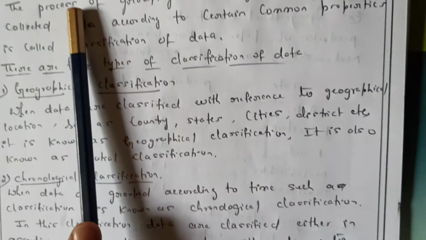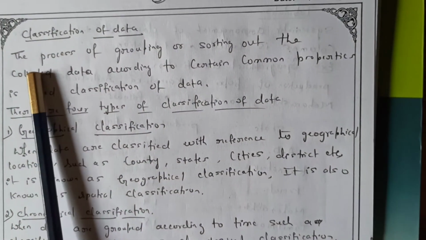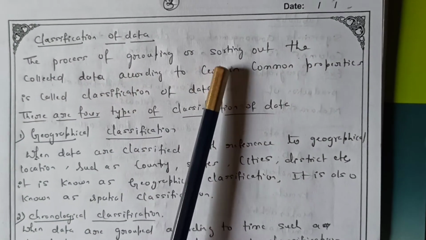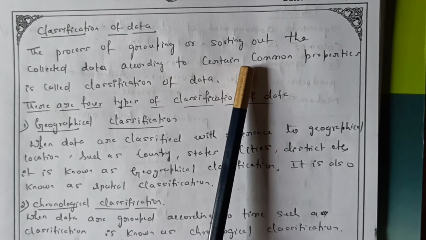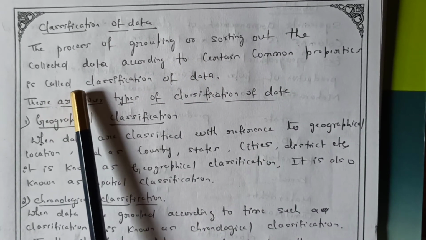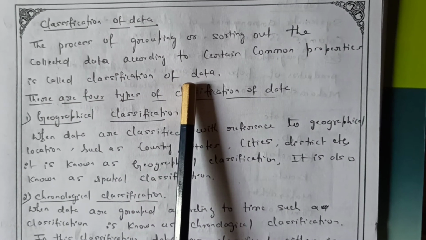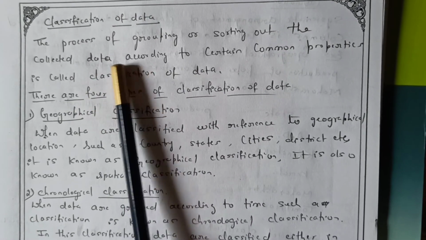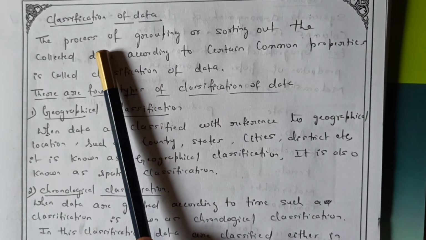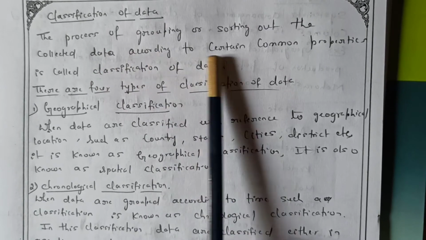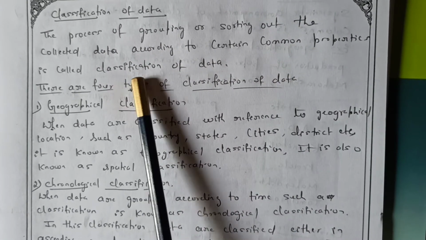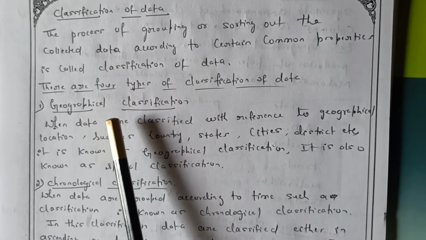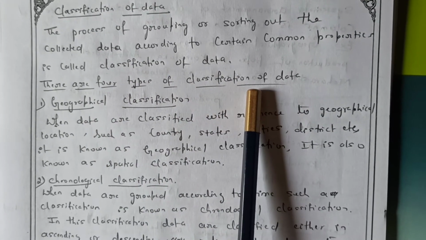So next we have classification of data. The process of grouping or sorting out the collected data according to certain common properties is called classification of data. So when you have a set of data, you will be grouping them depending upon some of the properties. That is called classification of data. There are 4 types of classification of data.